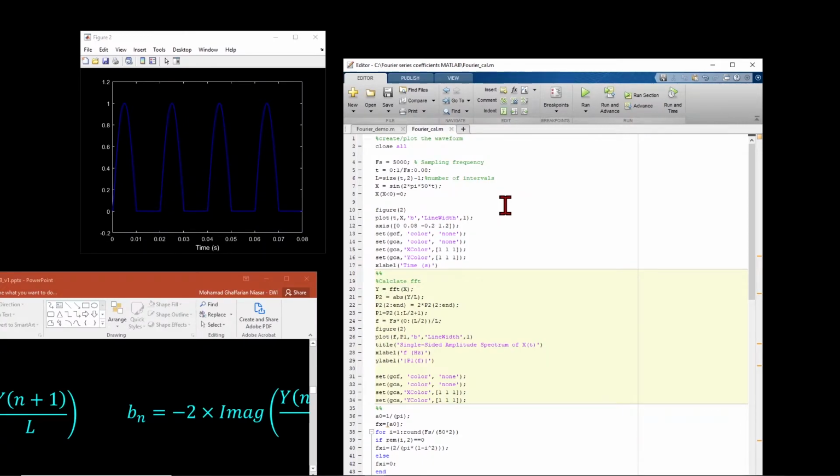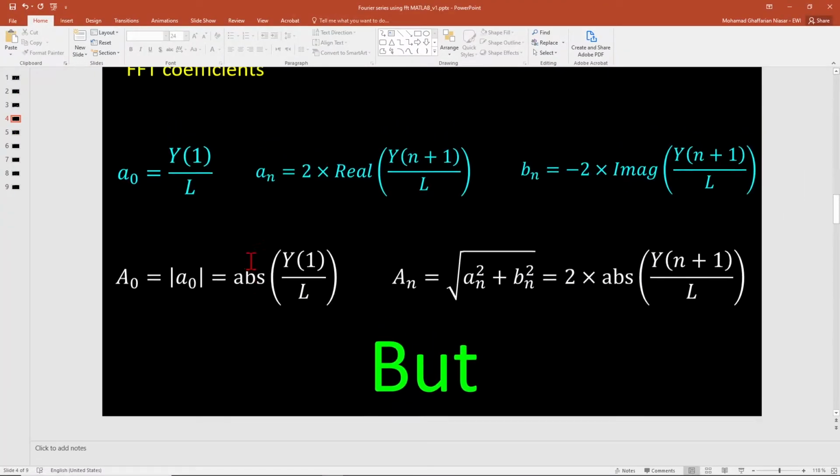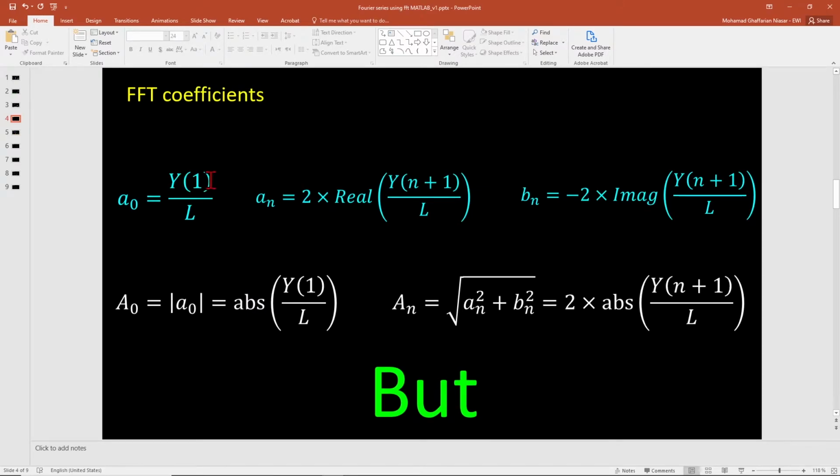All right, so we created the waveform X, and we also plotted it. Now we want to calculate its FFT. So Y is equal to FFT of X. Now Y is a vector which consists of complex numbers. The length of Y is the same as X. We can use the elements of Y to calculate the Fourier series coefficients of X. How? As follows. A0 is Y1 divided by L. An is 2 times the real part of Y(n+1) divided by L. And Bn is minus 2 times the imaginary part of Y(n+1) divided by L.